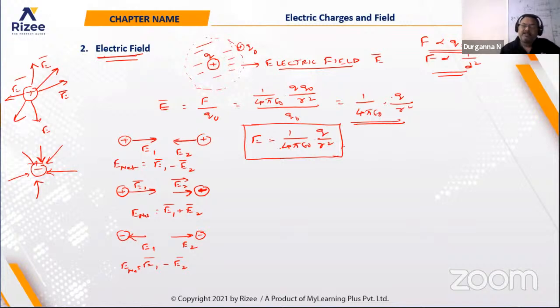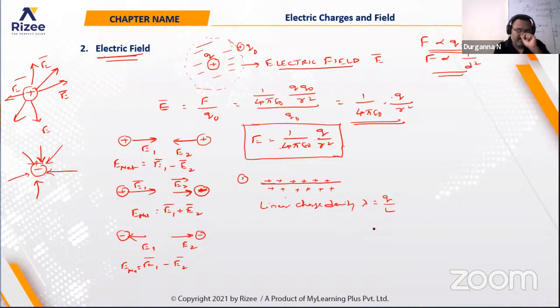What do you mean by continuously distributed charges? For example, there is a wire like this, a long rod or wire, which is positively charged, or charge is distributed on its surface like this. For conductors, the charge will be distributed only on the surface. So let the charge per unit length, called the linear charge density, be represented by lambda, which is nothing but charge by length L. Lambda is constant for this particular case.